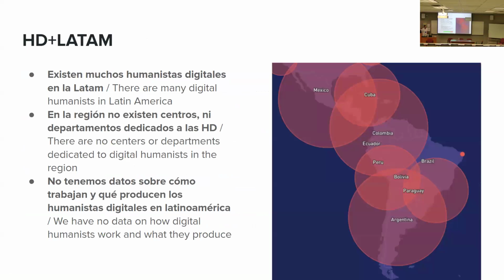So the root problem of scholarly digital objects in Latin America is firstly to understand what kind of material digital humanists produce and how they use them, particularly to know which ones they consider publications and why. A little background and a little of the problem: as you can see in the map, there are a lot of digital humanists in Latin America, but there are no centers or departments dedicated to digital humanities in the region. So we don't have reliable data on how digital humanists work and what they produce.